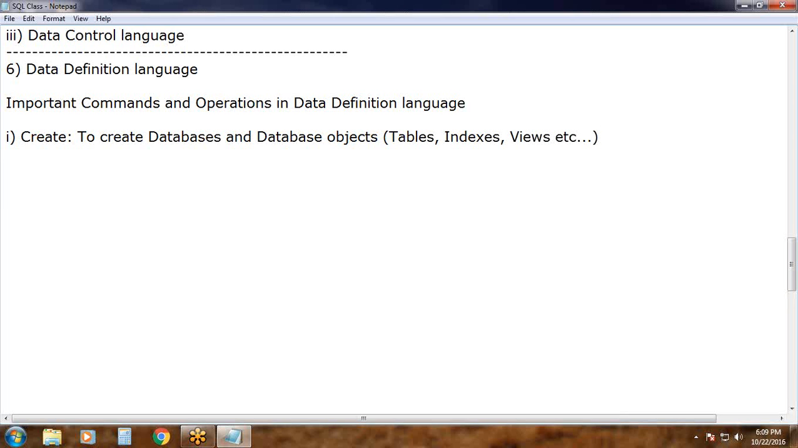See, be familiar with the database terminology. Important commands and operations in data definition language, subset of structured query language. First one, create, to create databases and database objects. First create database, then create tables, indexes, views, etc. Next, alter.